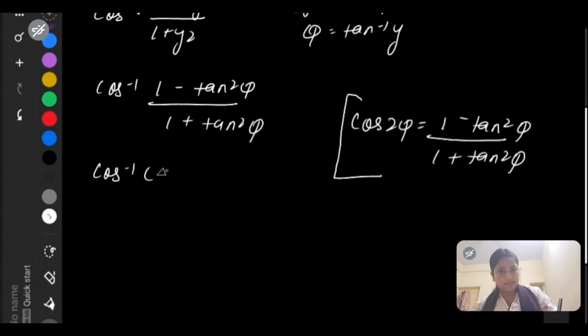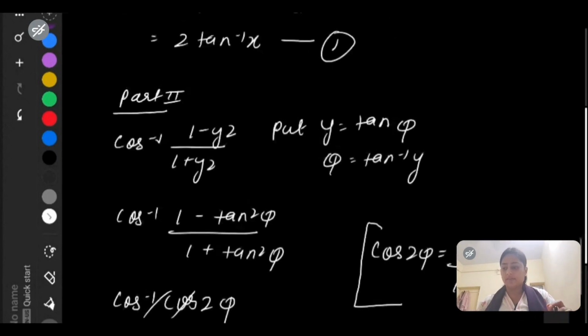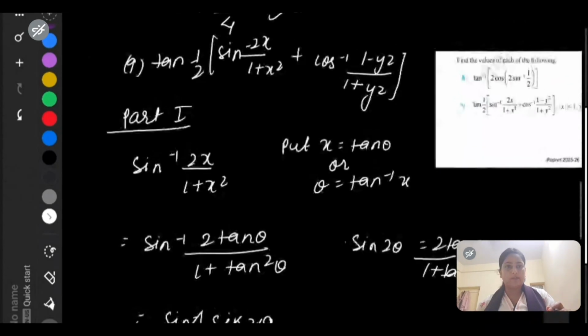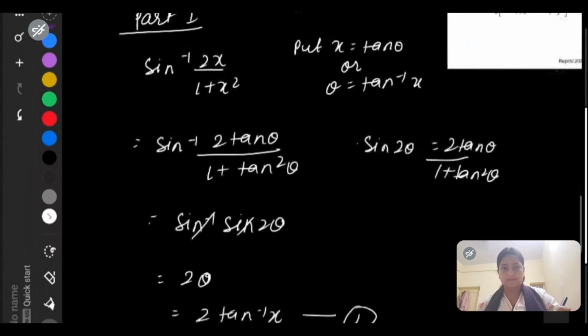So we'll directly put cos 2 phi. So cos inverse cos of 2 phi. Cut this to get 2 phi, where phi we found out is tan inverse y. So 2 tan inverse of y. This is the second part. Now we'll put both the values in the above equation we have seen here. Okay. Now let's solve.